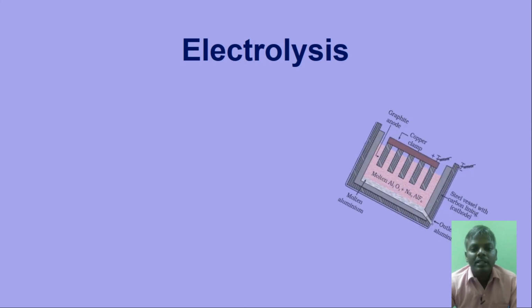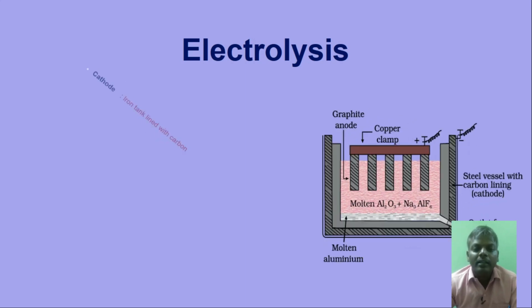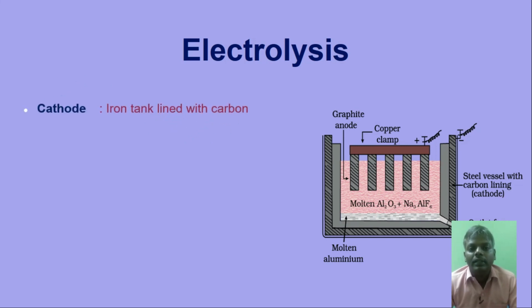The electrolysis is carried out in an iron tank lined with carbon. You can see here, this is the iron tank, lined with carbon. And this iron tank lined with carbon is acting as the cathode.